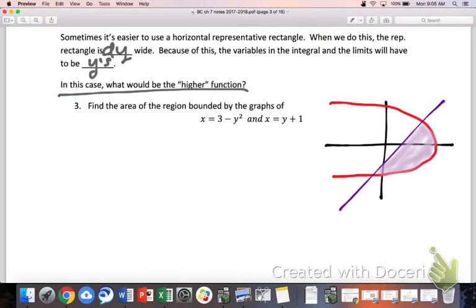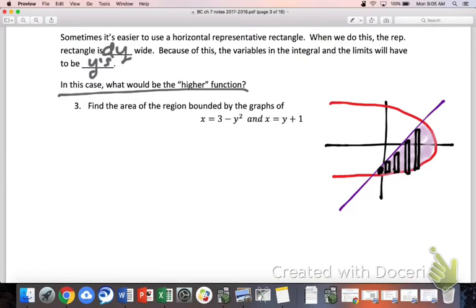So if we were going to use x, if we're going to use dx's, then we'd be using vertical representative rectangles, which would look something like this. Right, that'd be a dx wide representative rectangle, and that would be fine. So if we accumulate these representative rectangles starting over here, and we work our way from left to right, all the way across here, all these little representative rectangles would be great. The high function is the line, the low function is the parabola, and accepting the fact that you'd have to solve for y on the parabola, this wouldn't be too bad.